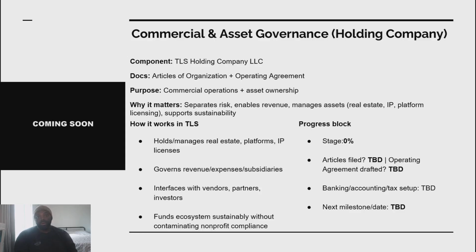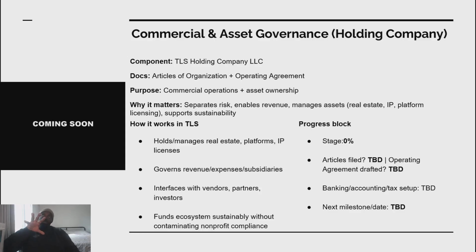Now, how does this work for the Leopard Society? It holds and manages real estate, platforms, and IP licenses, governs revenue, expenses, and subsidiaries, and interfaces with vendors, partners, and investors. It funds ecosystem sustainability without contaminating the nonprofit's compliance, right?